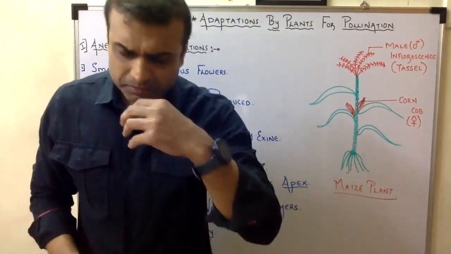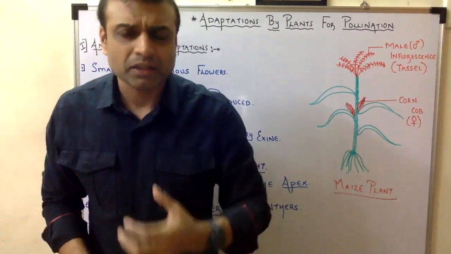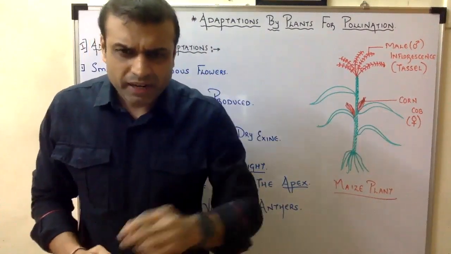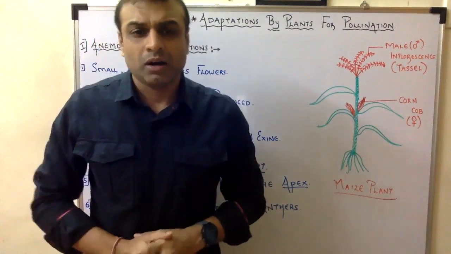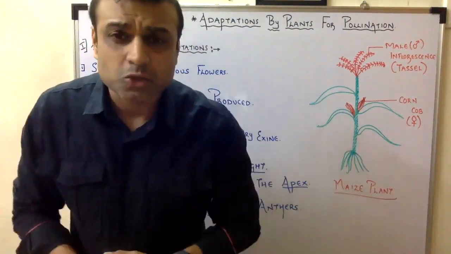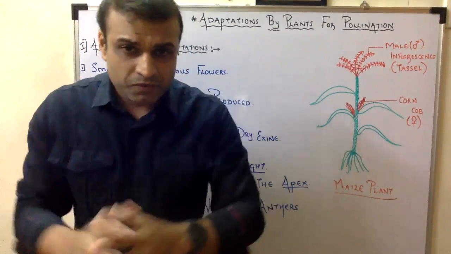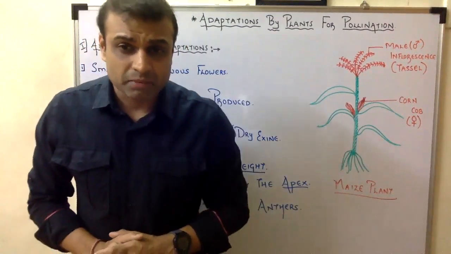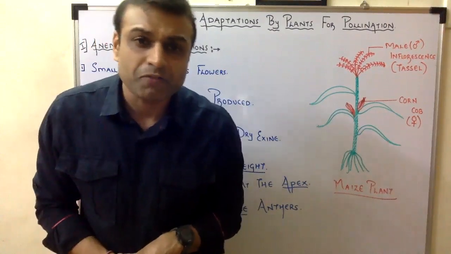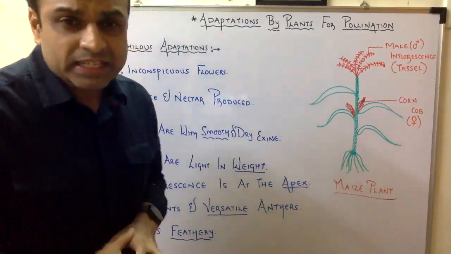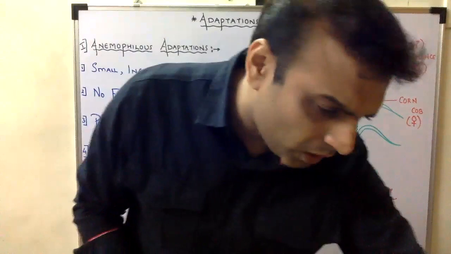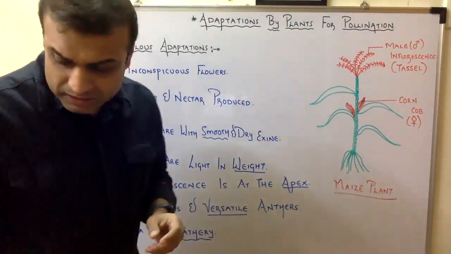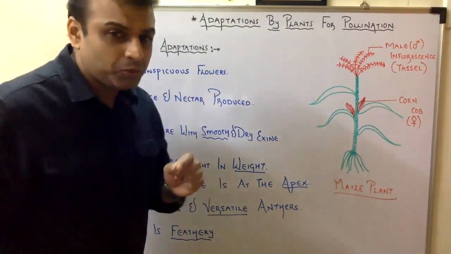Let it be a wind pollinated plant or an insect pollinated plant, let it be any kind of biotic or abiotic agent, the plant has to adapt itself. Now we will first learn how plants adapt themselves for pollination with the help of wind. And yesterday we said that these plants are called anemophilous plants. So now let us understand adaptations for anemophily.